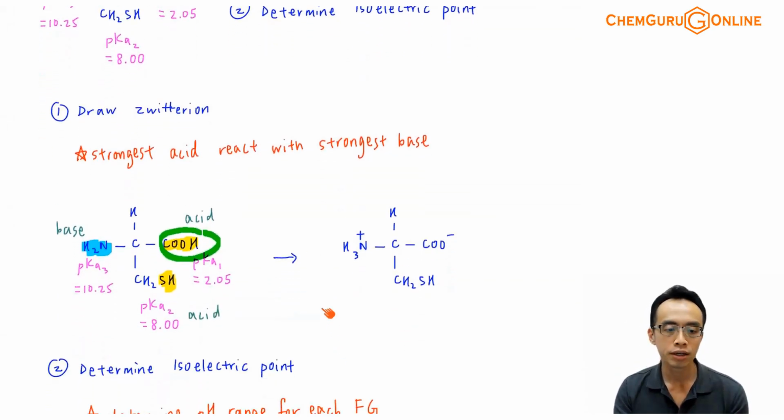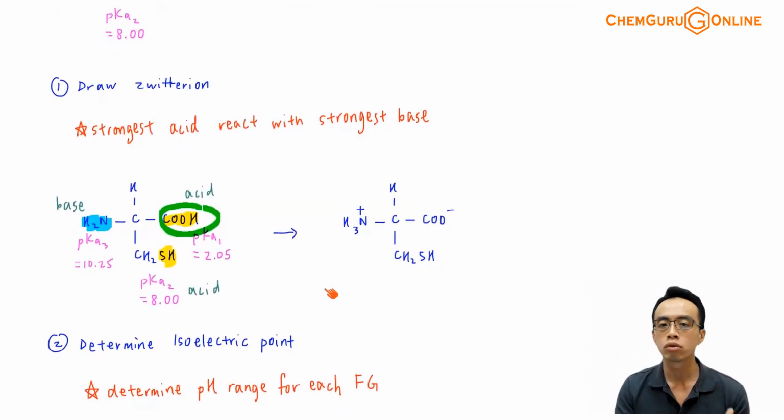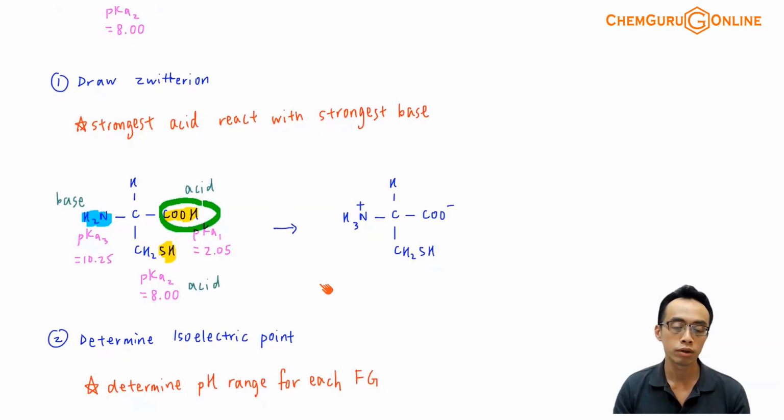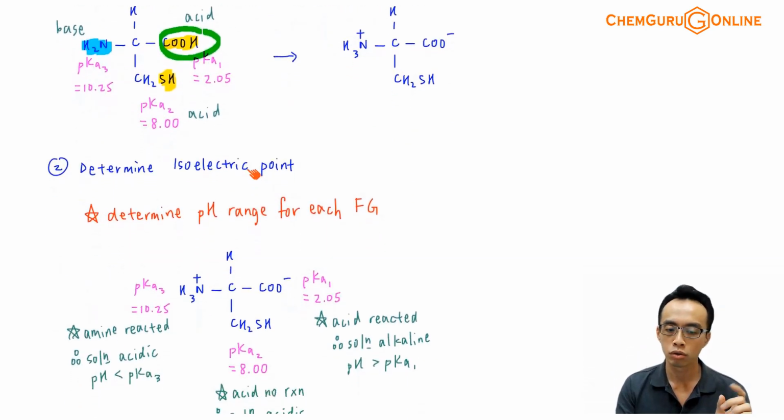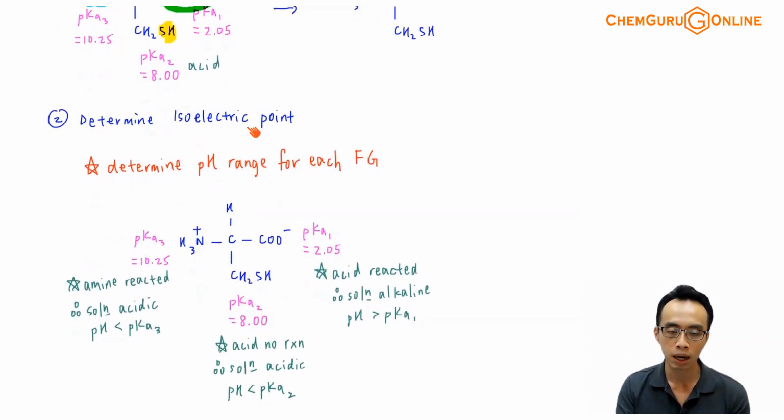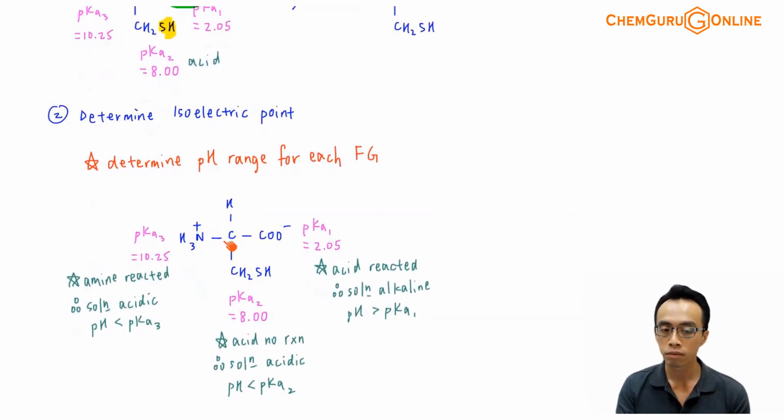Now, the next thing is I want to determine the isoelectric point. To determine the isoelectric point, I have to look at the pH range for each of these functional groups. Now I have 3 pKa values, so we have to consider this part by part. This is my Zwitterion. So we want to determine what the pH range is so that my amino acid will exist as this Zwitterion.